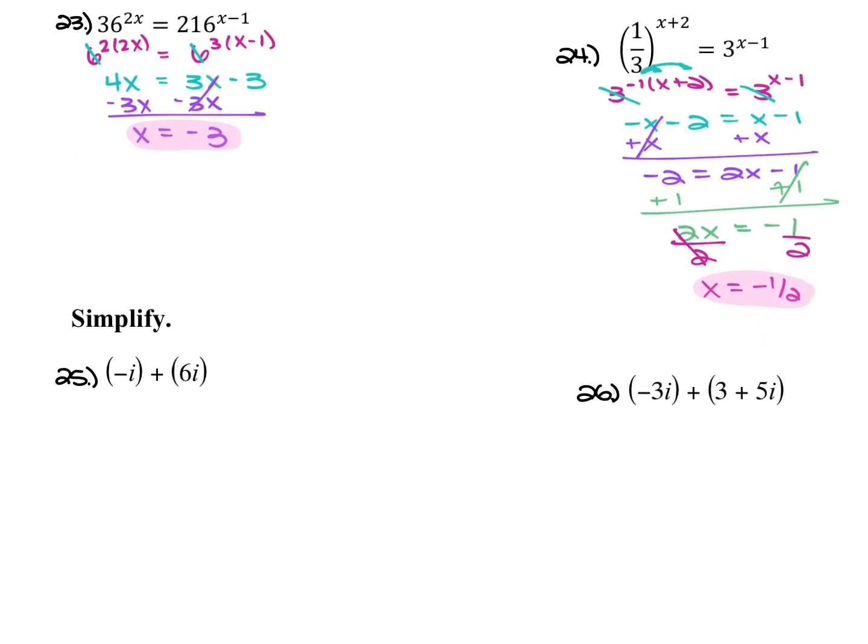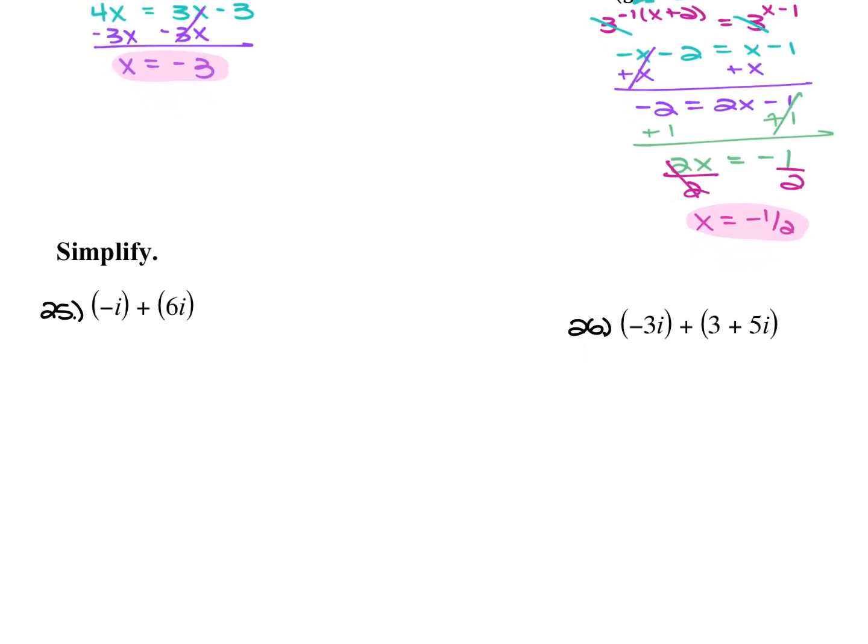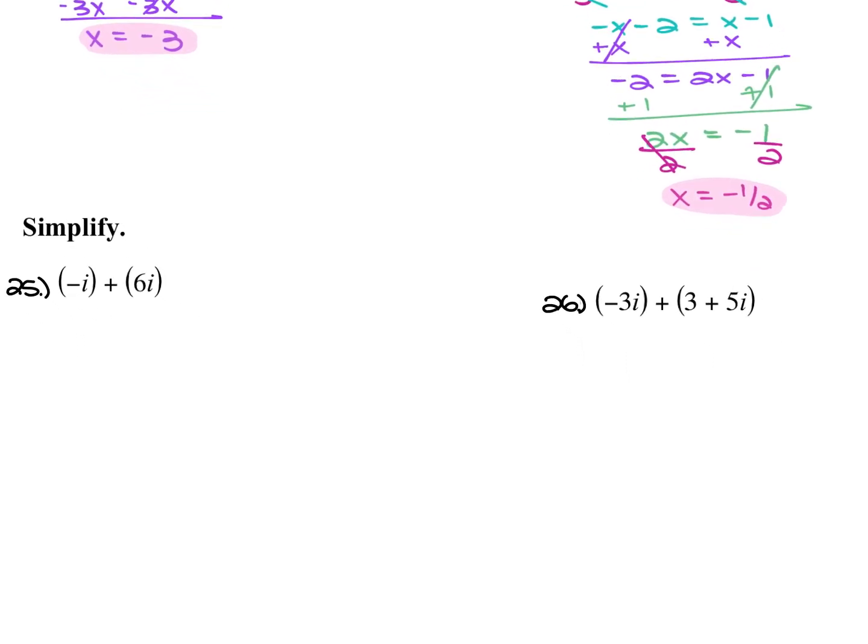For our next section, we are just simplifying these expressions. We are working with the imaginary number i with these. So remember, you're going to combine like terms here just like you would if you had variables. For 25, you have negative i plus 6i. This is the same thing as negative 1 times i plus 6 times i. So your like terms there have the i attached to them. 6 minus 1 is 5. You keep the i. So it's just 5i.